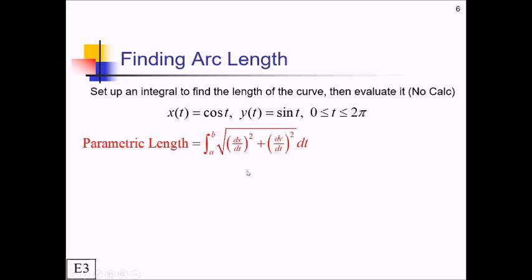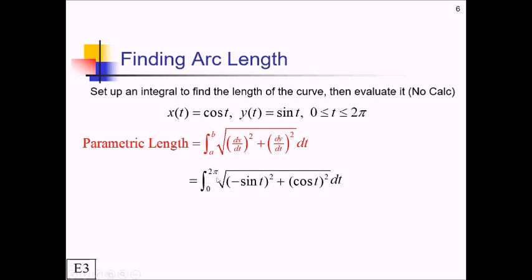All right, so we need the derivatives in terms of t now for each of these. dx over dt, and by the way, our integral is going to be from 0 to 2 pi here. So dx over dt, that's going to be negative sine of t, so we'll be squaring that. And dy over dt, that's going to be cosine of t that we're squaring. And they said we can't use a calculator, so we have to simplify this a little bit to a point where we can actually apply the fundamental theorem.